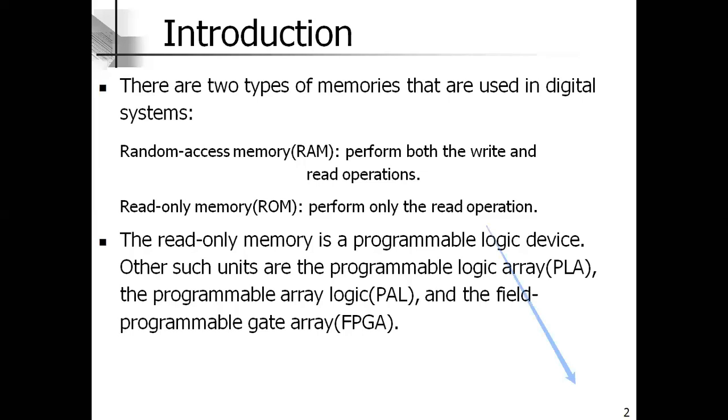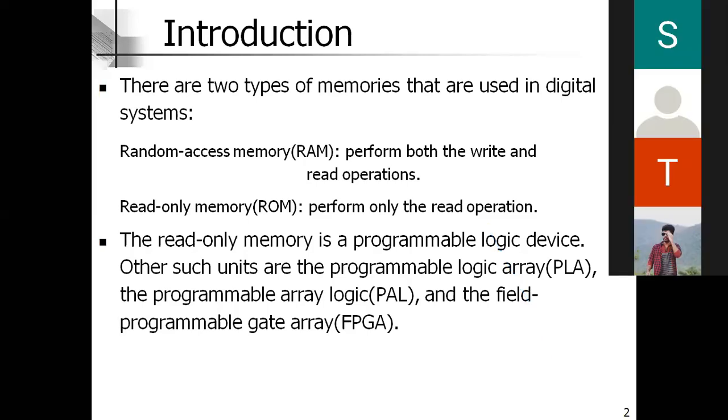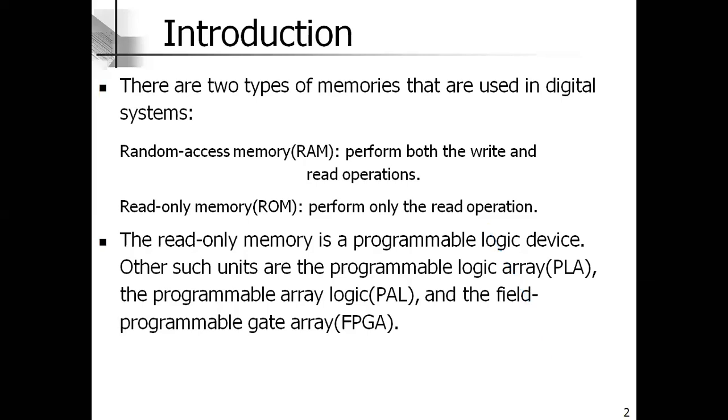ROM can be divided into three types. That is PROM, programmable read-only memory; EPROM, erasable programmable read-only memory; and EEPROM, electrically erasable programmable read-only memory. So ROM can be divided into three types: PROM, EPROM, and EEPROM. That is the introduction about memory.